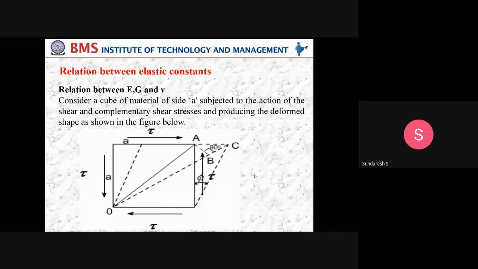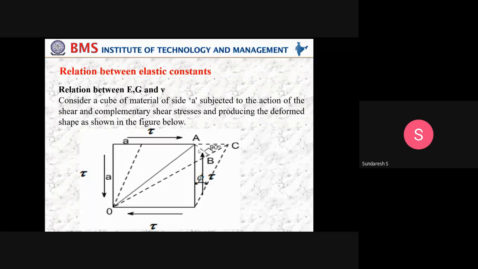Is it clear? The diagram is clear. This is a very important diagram. Please consider a cube of material of side A, subjected to a shear stress tau. Because of the shear stress, the original diagonal OA has shifted, meaning point A has shifted to point C. Now the new diagonal is OC. So the length of the diagonal has increased because of the application of the shear stress, isn't it?